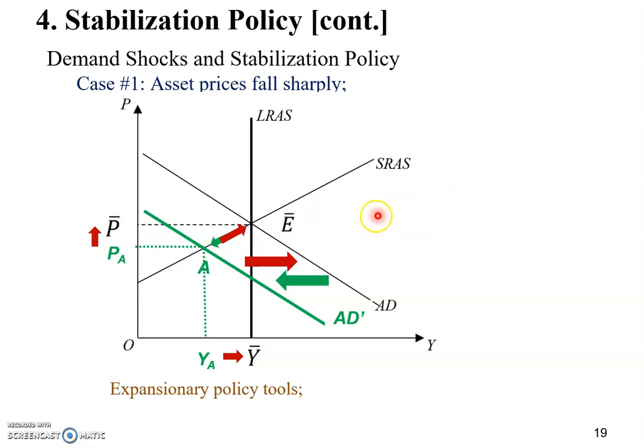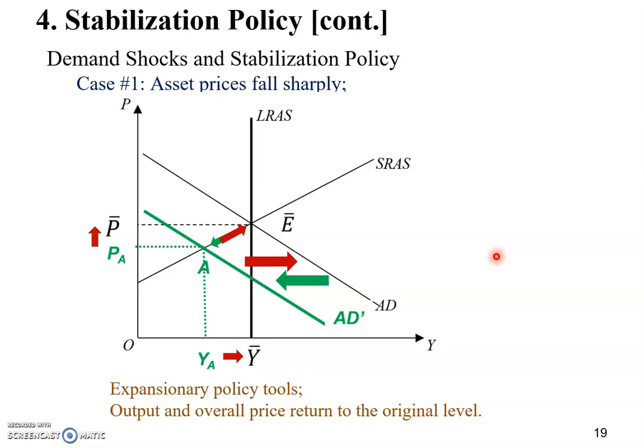Now if we compare this process, we would find that the output and overall price level both return to the original level. So here it goes back. At the beginning, it moves from E bar to A. Now it goes back to E bar, where you find the overall price is P bar and the output level is Y bar. That's exactly where it started.